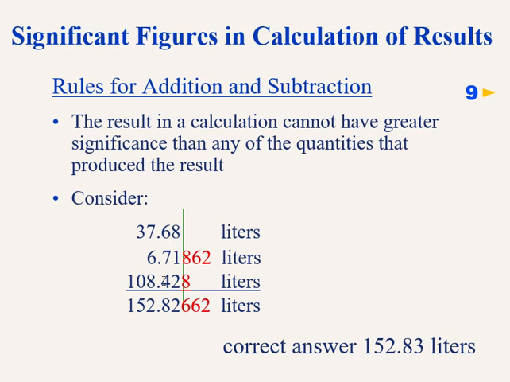So if you count how many digits each of your original three numbers has after the decimal point, you have 2 here, you have 5 here, and you have 3 here. So which is the least? That's right, this one, only 2. In your final answer, you can only have 2 digits after the decimal point.